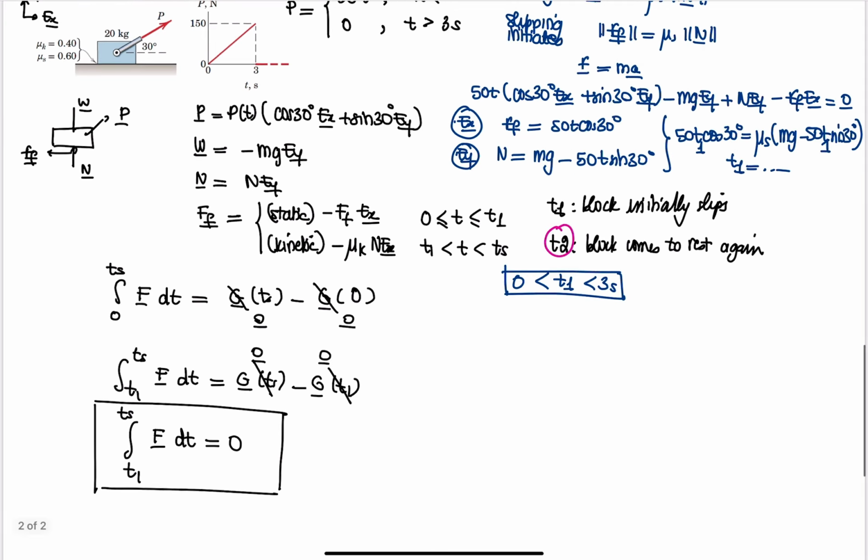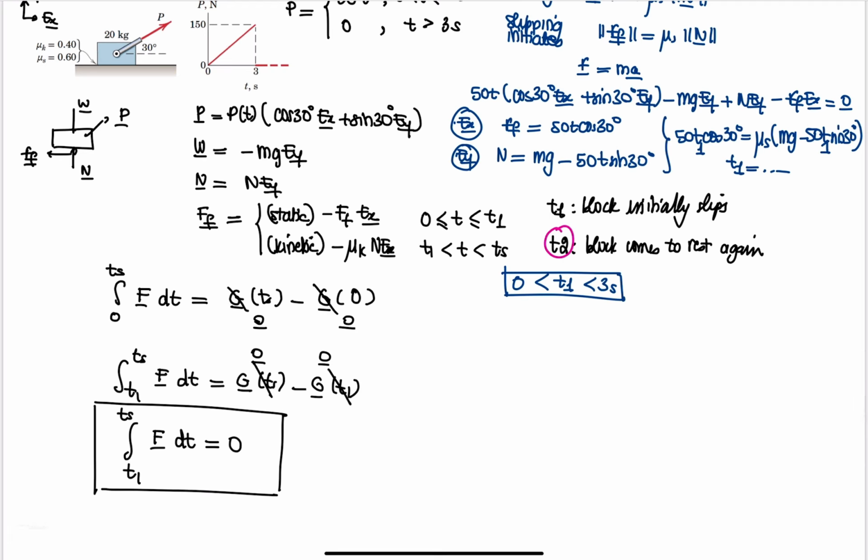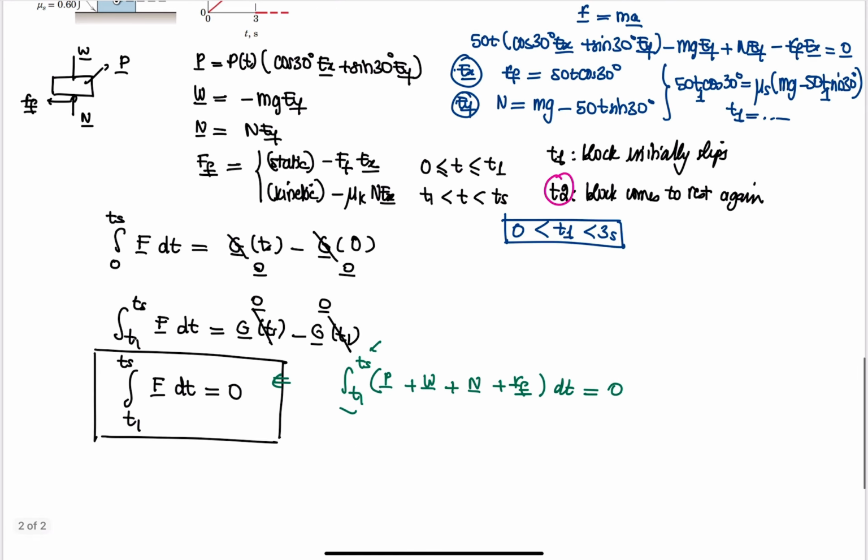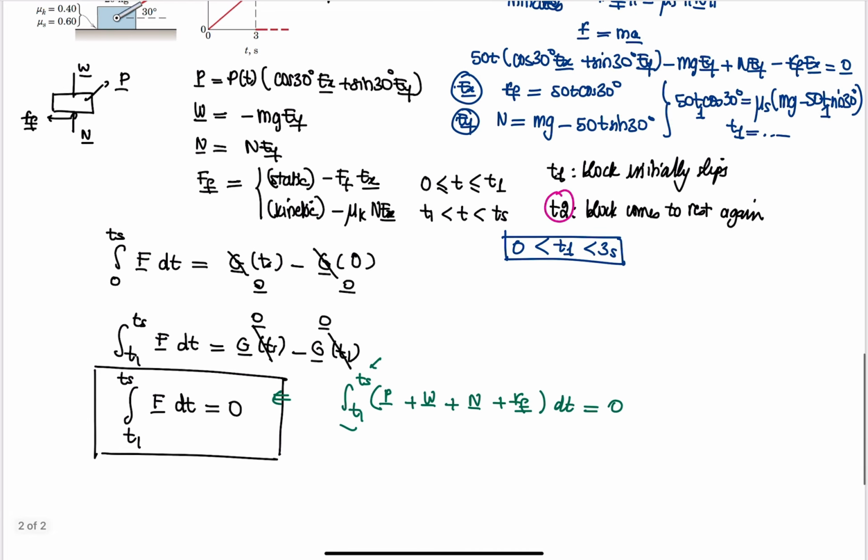Now that we have T1, we go back to this integral, the integral of f dt between T1 and Ts. So what is f? T1 we found, Ts is what we need to find. F is the sum of all the forces, that's P plus W plus N plus the friction force, dt, equal to 0. Shall we project now or shall we project later? I'm not sure. Let's keep that for later.